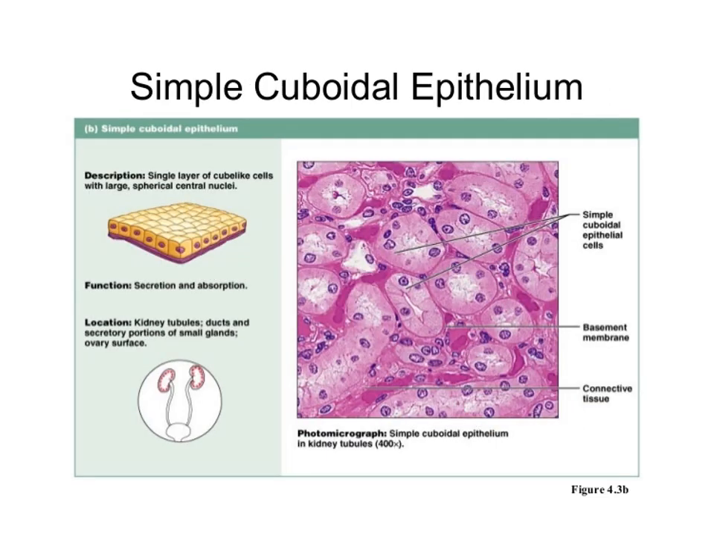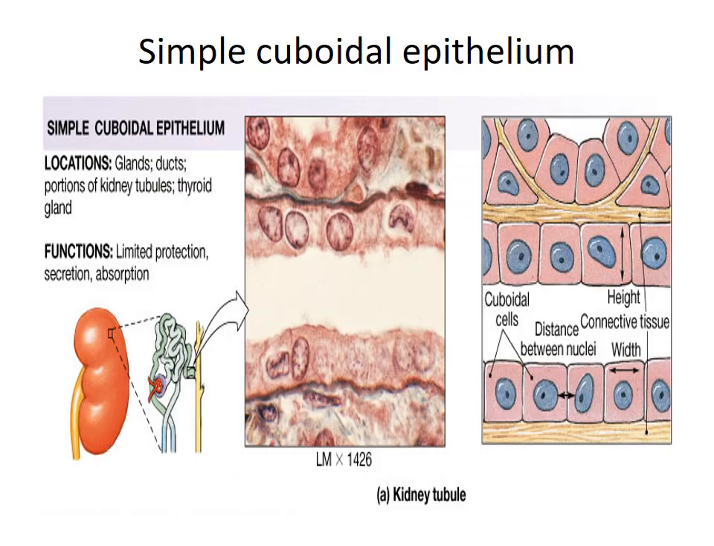Now this is the simple cuboidal epithelium, again for your reinforcement. It lines the kidney tubules, ducts, and the major portions of the small glands, and its function is secretion and absorption. Another view of the simple cuboidal epithelium. So you can see here the centrally placed equidistant nuclei, and you can easily identify the simple cuboidal epithelium.